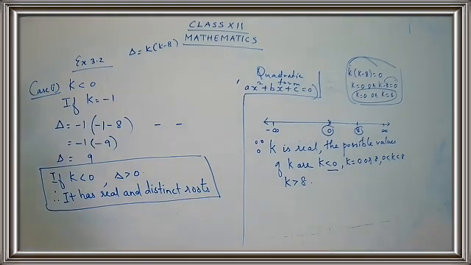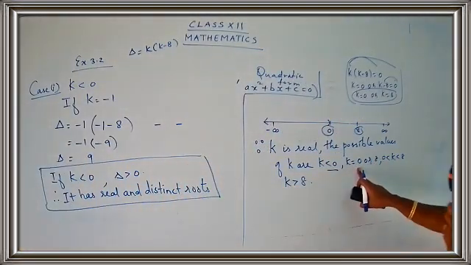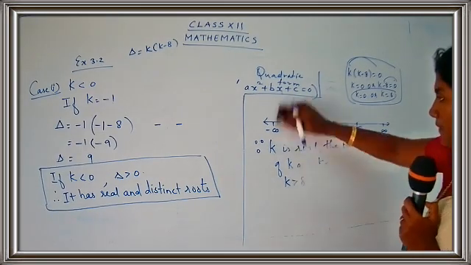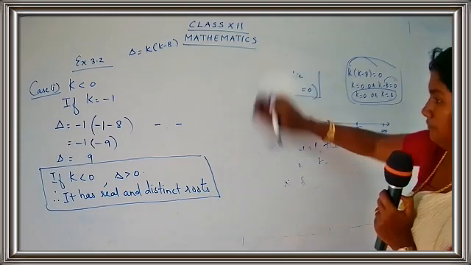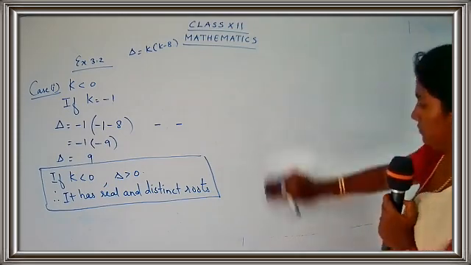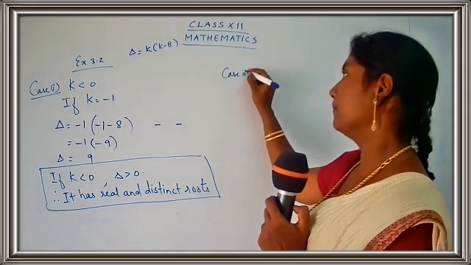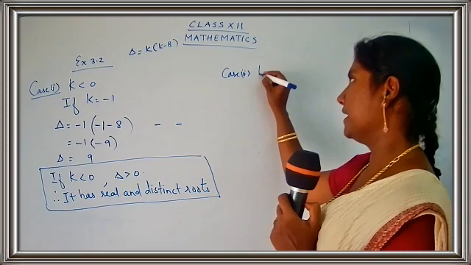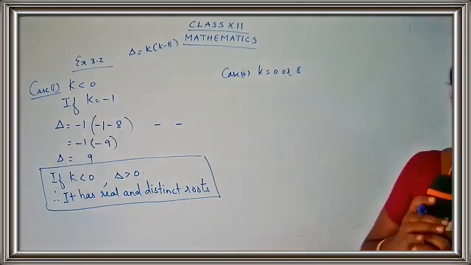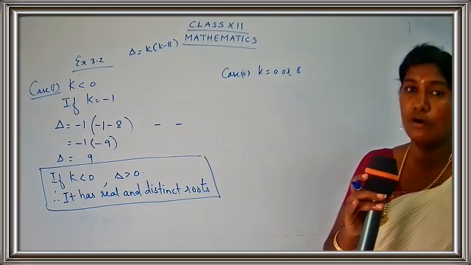Let's go for case 2. So what is the case 2 you are going to choose here? You are going to choose case 2 as k is equal to 0 or 8. So you have to remember this point also properly. So case 2, I'll continue over here. K is equal to 0 or 8. So they have given you the value for k as 0 or 8.